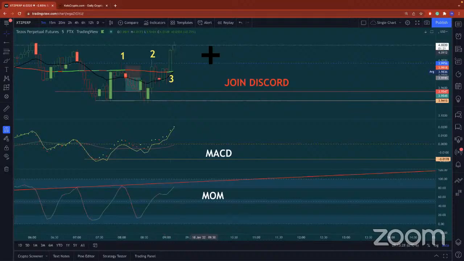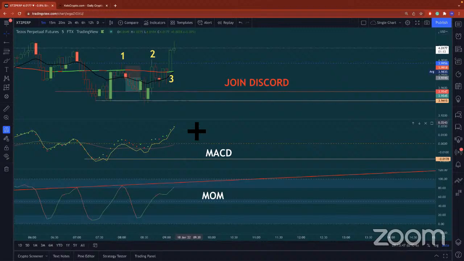Don't FOMO in. Do not jump in just because you see the price action skyrocketing or dropping. It's not worth the stress. And you can see that we're trying to break that. We will break it. It looks like we will, because the price action is moving up.